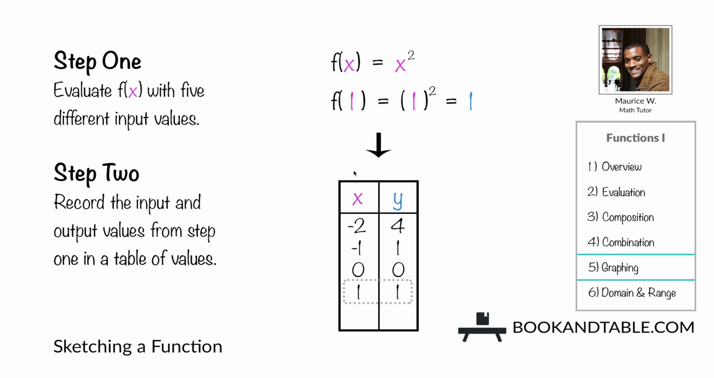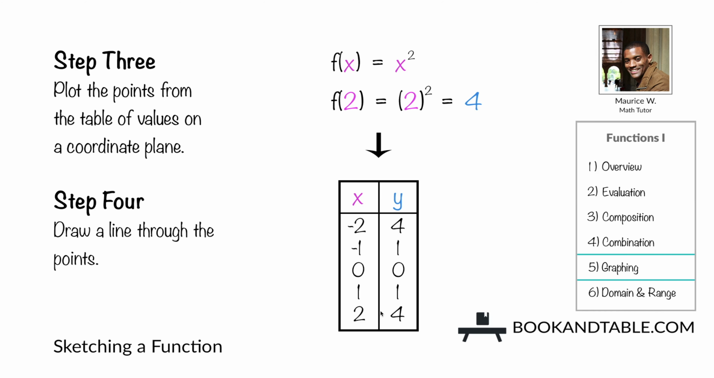Now we plug in +1 for x, showing us f of 1 is equal to 1 squared, which is equal to +1. So in the fourth row of this table, we have 1 as the input and 1 as the output. And for the fifth point, we'll plug in +2 for x, giving us 2 squared, which is equal to +4, showing us the input is +2 and the output is +4. So now we have 5 ordered pairs from this function, nicely laid out in a table for us.